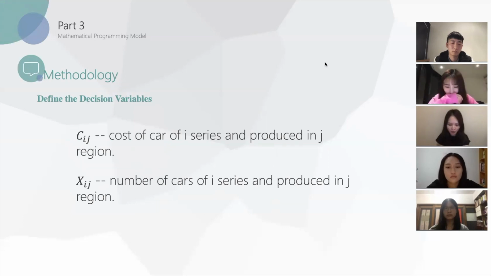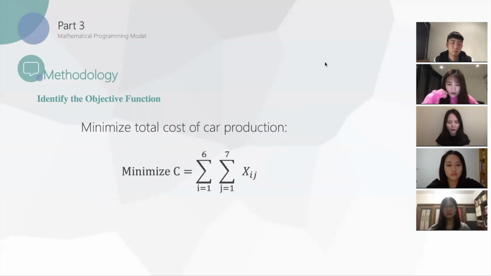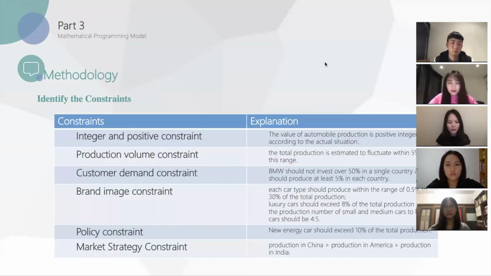Cij represents the cost of producing a car of I series in J region, and Xij defines the number of cars of I series produced in J region. Here, the cost of production is decided according to the selling price of the cars and the price level index of each country. And the objective function is shown below. And the next step is to identify the constraints.